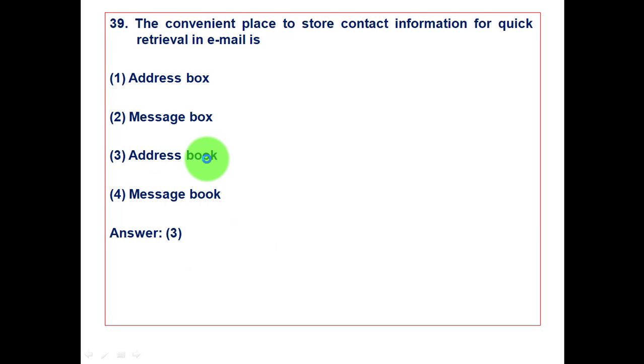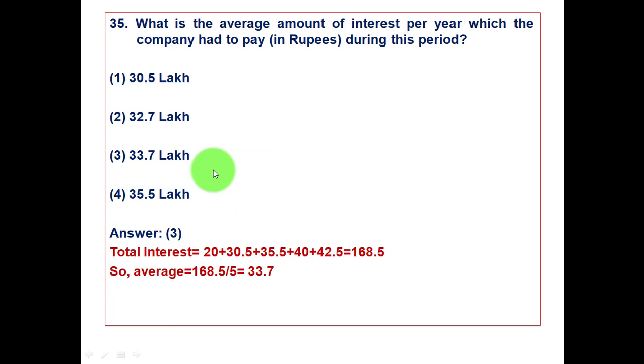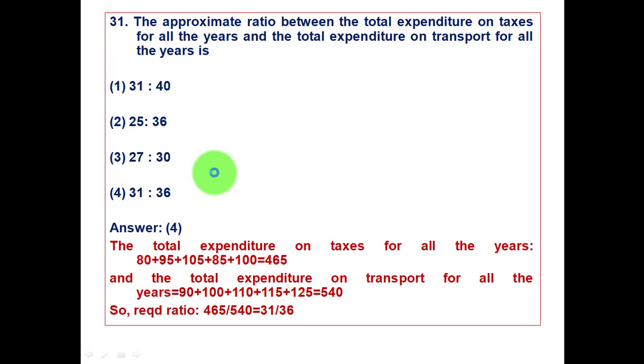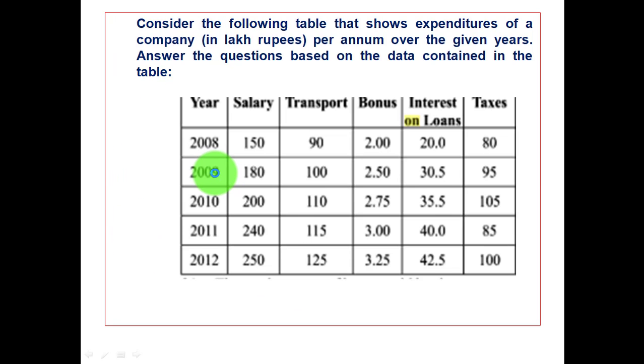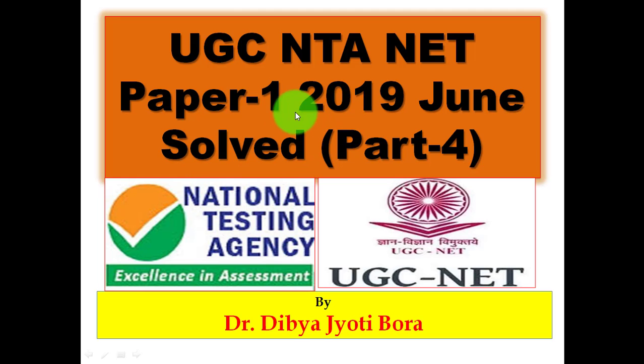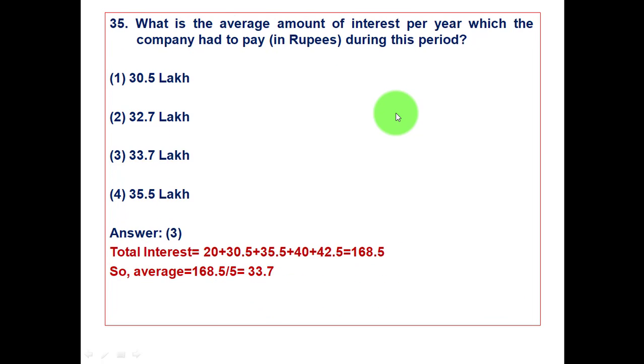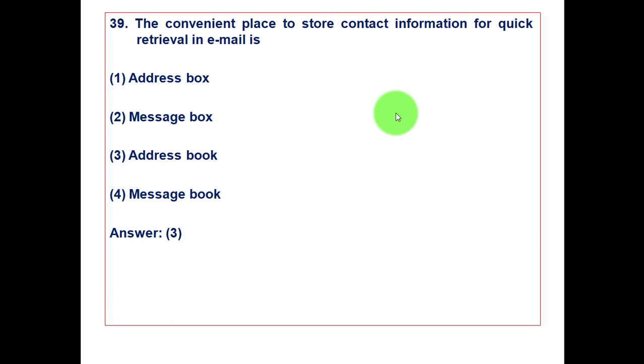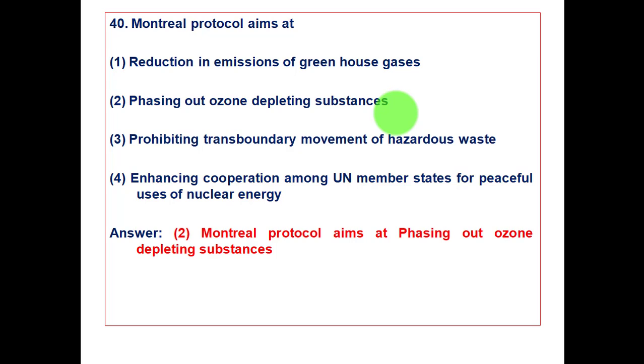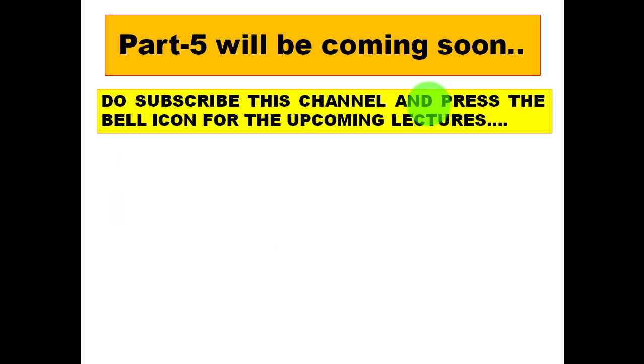Well, so guys, I hope you have understood all the facts that I have explained in this part 4 of the UGC NTA NET Paper 1 June 2019 solved version. I have explained all the questions with explanation. So in part 5, I will cover the rest of the questions, from question number 41 to 50. So you wait for part 5, and that will be coming soon.